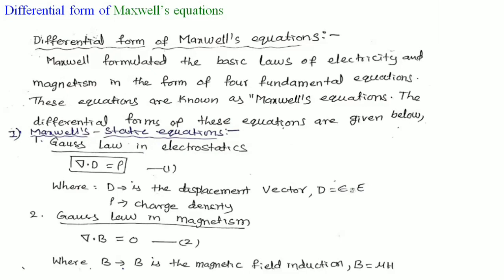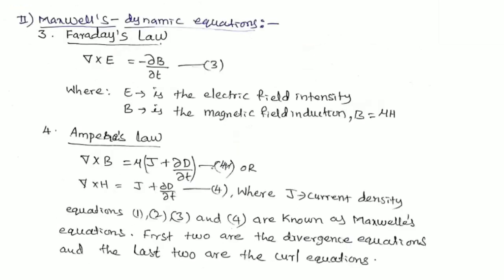So, two divergence equations are static equations, that is Gauss's law in electrostatics and Gauss's law in magnetostatics. The first one, del dot D is equal to rho, and the second one, del dot B is equal to 0. These are the static equations. Maxwell's dynamic equations I already discussed yesterday. Curl of E is equal to minus dB by dt. Ampere's law, curl of H is equal to J plus dD by dt.